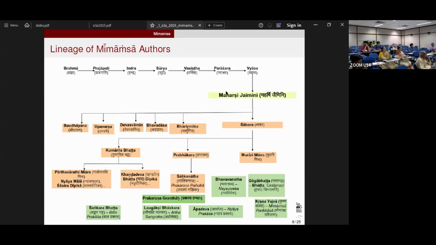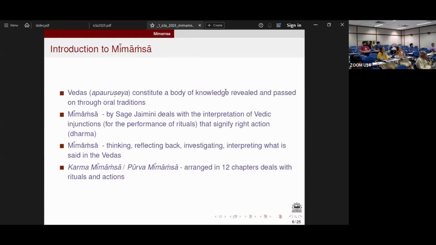This gives an idea of how much work has been carried out before Jaimini and after Jaimini as well, in terms of Mīmāṁsā. With respect to interpretation of the Vedas, starting from Brahma, Prajapati, Indra, Surya and Vasishta, and then Parashara and Vyasa, who was the guru of Jaimini Maharshi, different aspects of Mīmāṁsā have been talked about. But it is almost from the time of Jaimini Maharshi, something like 300 BC, that it has been formulated and is available to us now in written form for us to discuss and learn about.